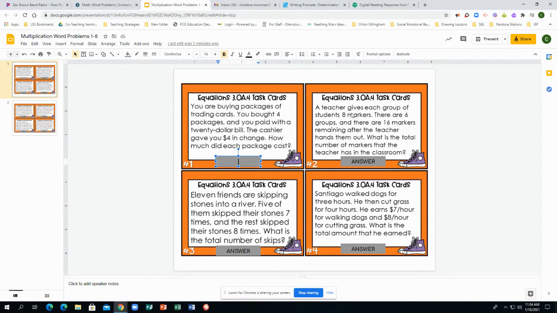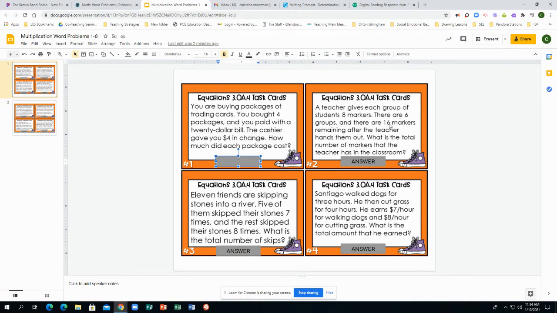Number 2, a teacher gives each group of students 8 markers. There are 6 groups and there are 16 markers remaining after the teacher hands them out. What is the total number of markers that the teacher has in the classroom? So the teacher gives each group of students 8 markers. And there are 6 groups of students. So each group gets 8 markers. And there are 6 groups. That's your first problem.